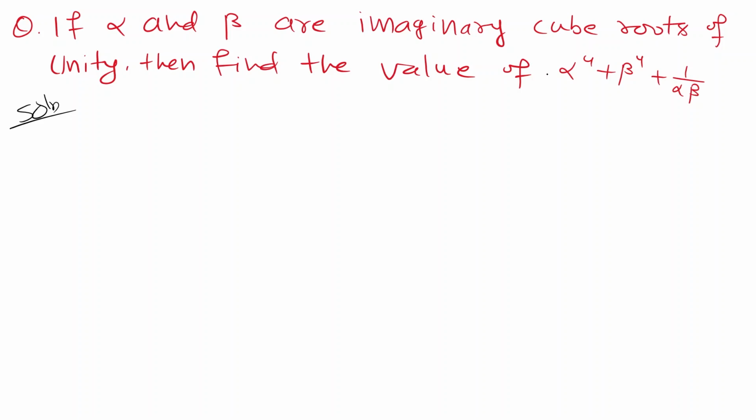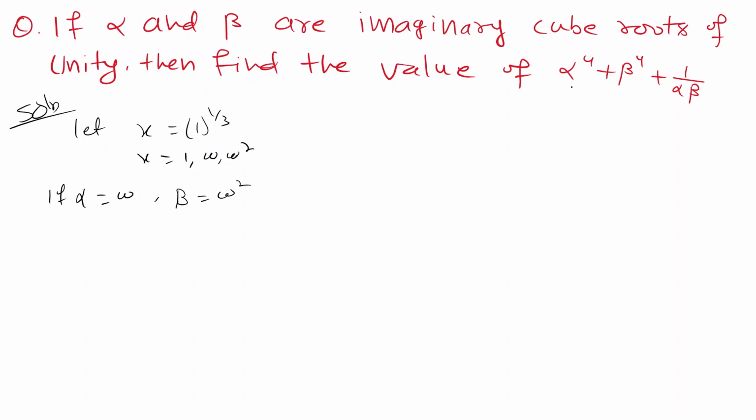So find the value of alpha to the power 4 plus beta to the power 4 plus 1 by alpha into beta. So this is alpha and beta. Let the cube roots of unity be 1 to the power 1 by 3, and x is equal to 1, omega and omega square, and omega square is called the imaginary cube root of unity. So now alpha is equal to omega. If alpha is equal to omega, then beta is equal to omega square, right?